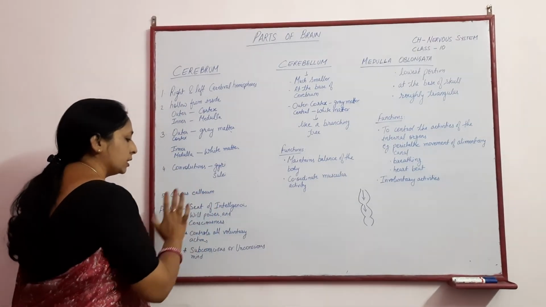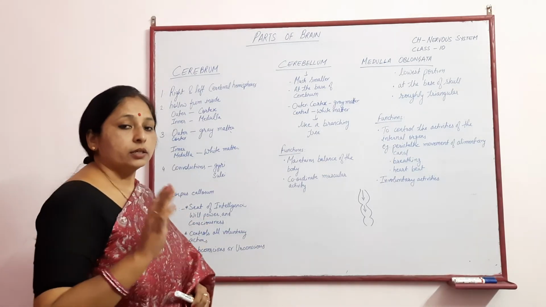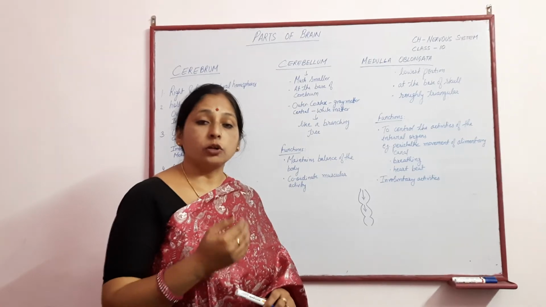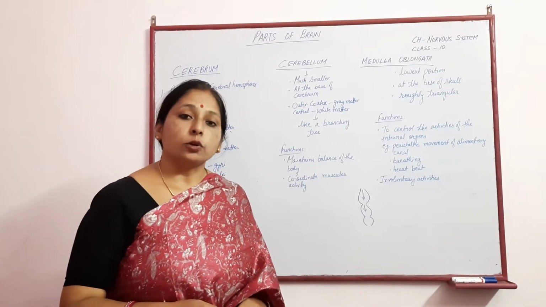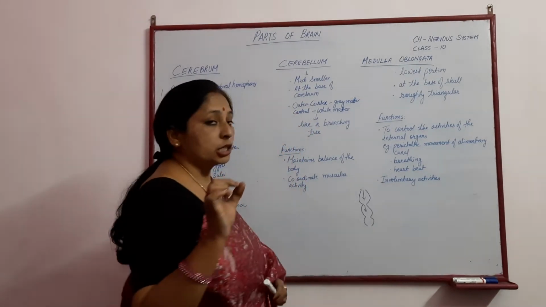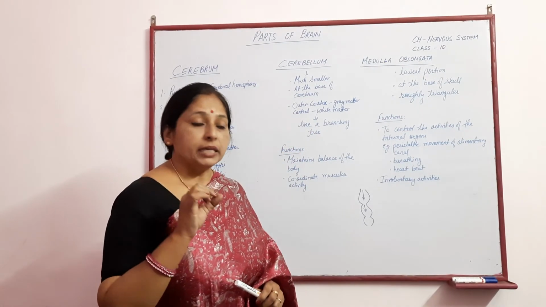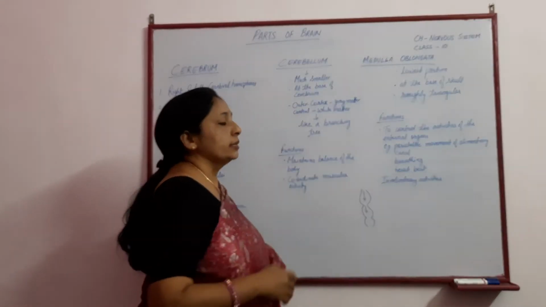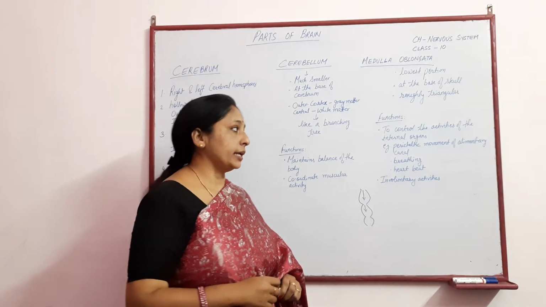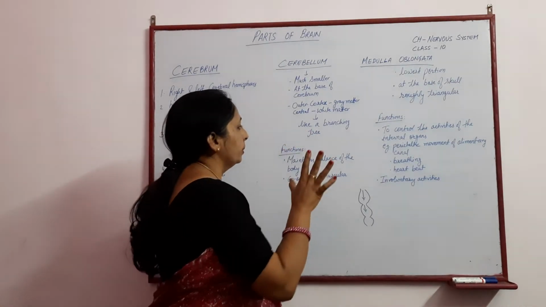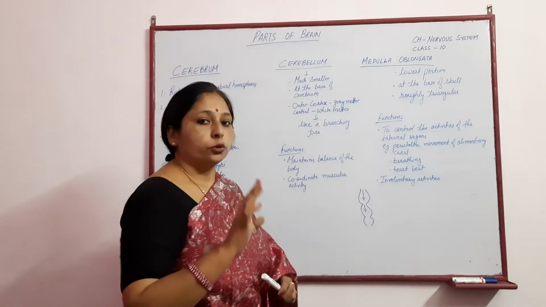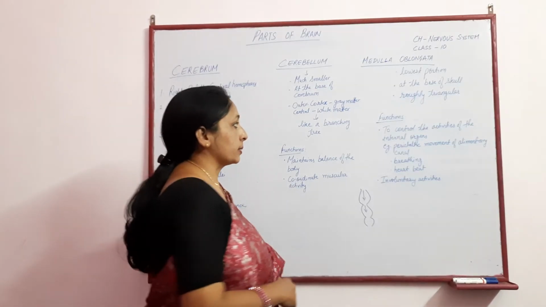Function is, it is a seat of intelligence, willpower, consciousness, and the conscious, subconscious and unconscious mind is also located in the cerebrum. Cerebellum, it is much smaller, located at the base of the cerebrum. Outer layer is the cortex, grey matter. Inner layer is the medulla, which is white matter. It appears like a branching tree. Function is to maintain balance of the body, to coordinate muscular activities.